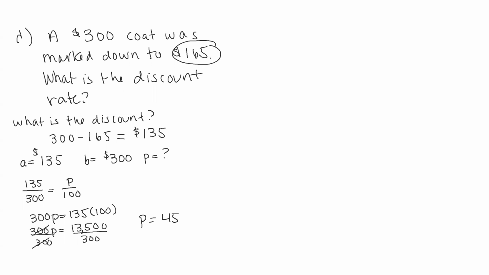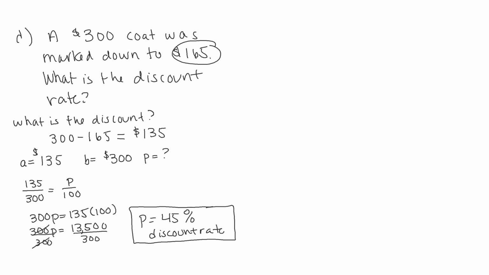Now make sure you answer the question that's being asked. The question says, what is the discount rate? So this p is 45%, and it's the discount rate. And there you have it. Okay, so we talked about sales tax, which is a fee that's added on to the cost of sales or goods. We've talked about discount, which is a reduction in the price of sales or goods.